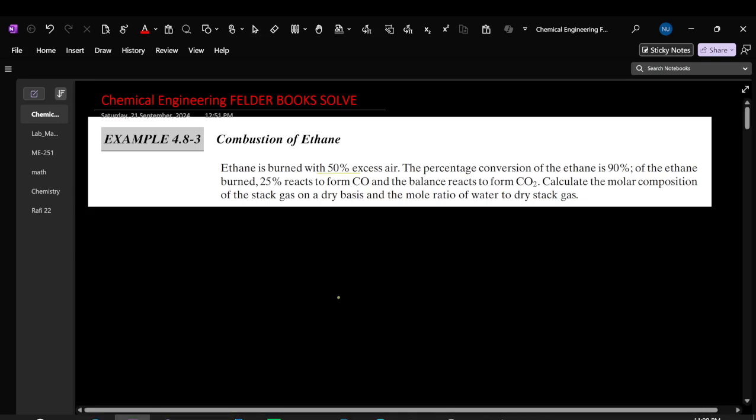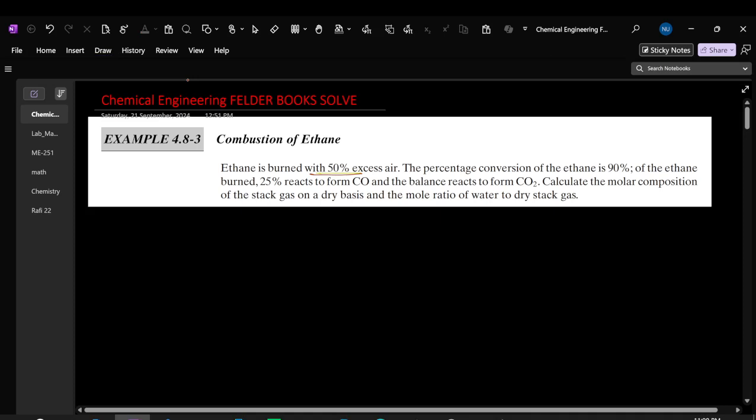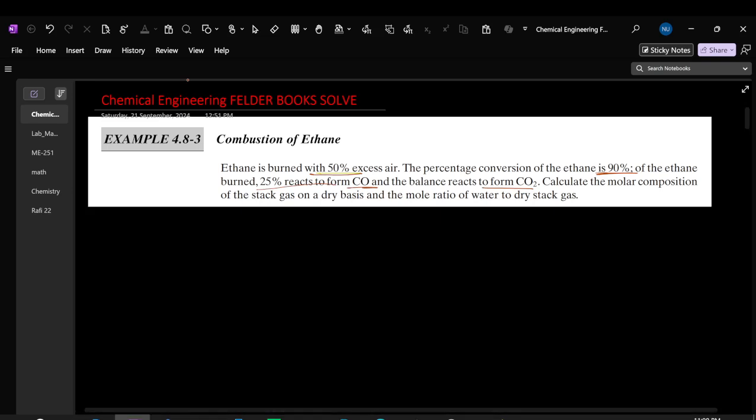So the first information is ethane combustion with 50% excess air, and the percentage conversion of the ethane is 90%. Of the ethane burned, 25% reacts to form carbon monoxide, and the balance reacts to form carbon dioxide. We have to calculate the molar composition of the stack gas on a dry basis and the mole ratio of water to dry stack gas.